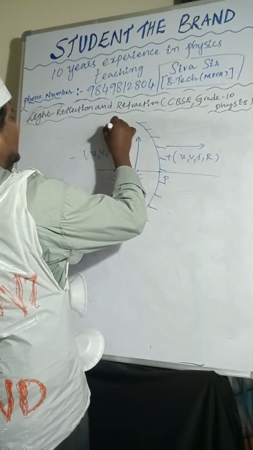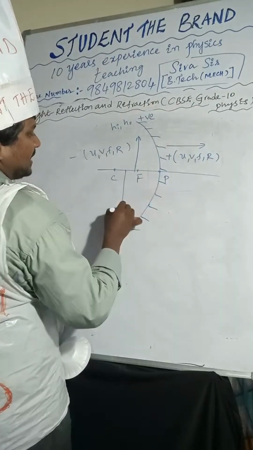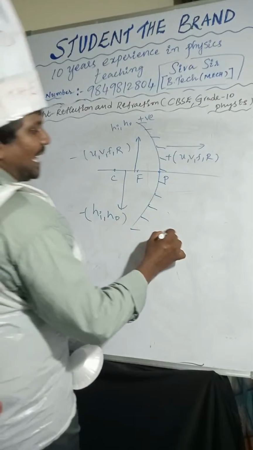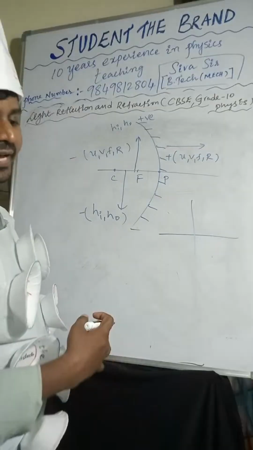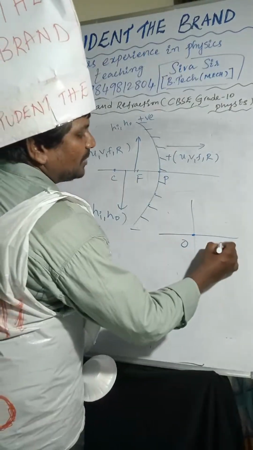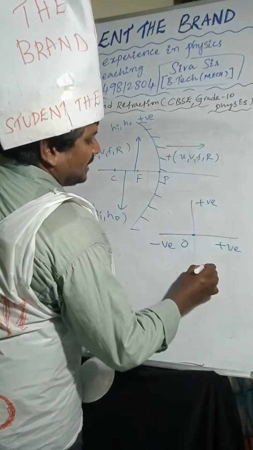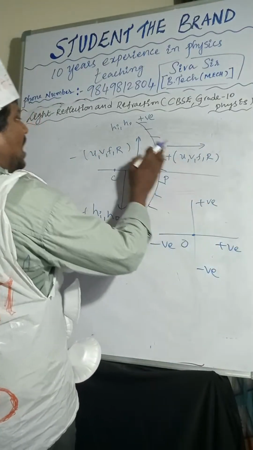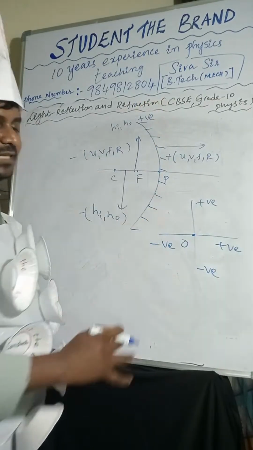Above the principal axis, height of the image and height of the object are positive. Below the principal axis, height of the image and height of the object both are negative. Simply, as we can say, coordinate axes, you know, right? So x-axis and y-axis, all measurements will be taken from the optic center. Positive x-axis, negative x-axis, positive y-axis, negative y-axis. Same thing: along the direction of incident rays, all are positive. Opposite to incident, all are negative. Above the principal axis positive, below the principal axis negative.